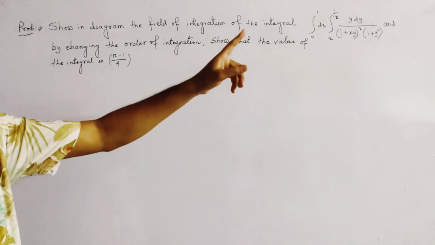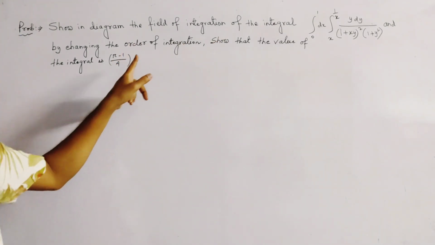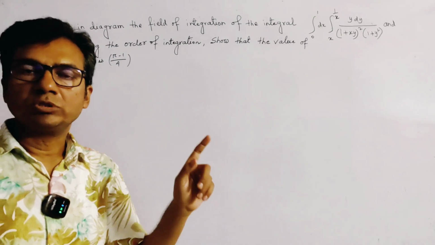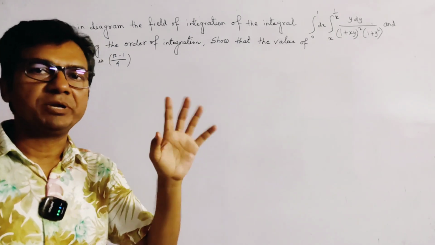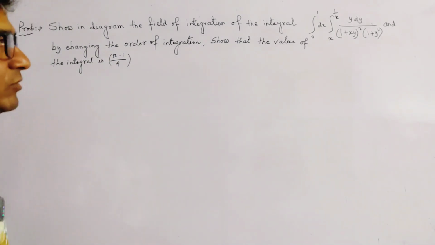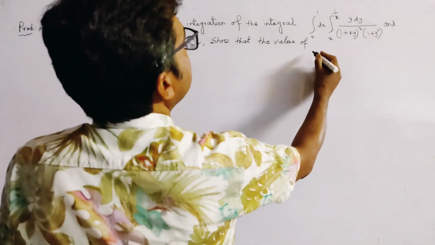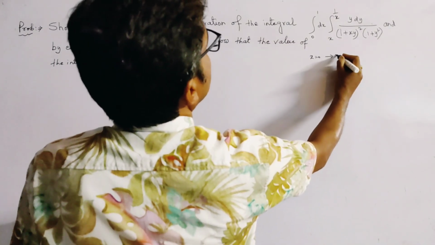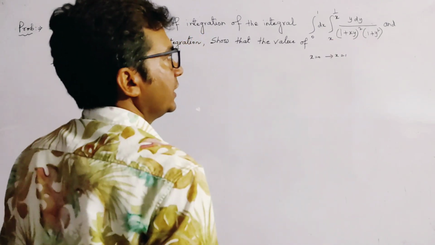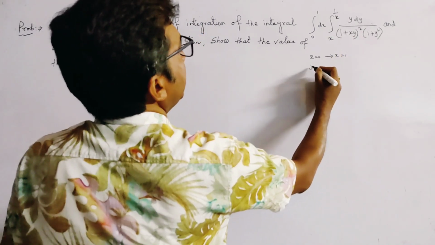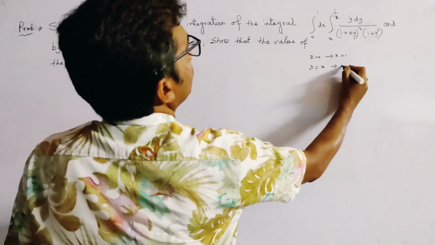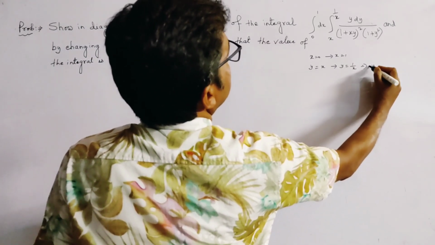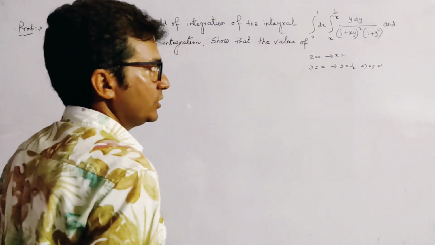We have to prove this integration is equal to this by changing the order of integration, and we must show the region of integration or field of integration, right? From the integration it is given that x equal to 0 to x equal to 1, and y is equal to x to y equal to 1 by x, that is xy equal to 1.